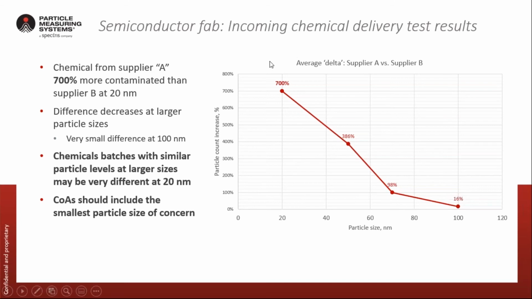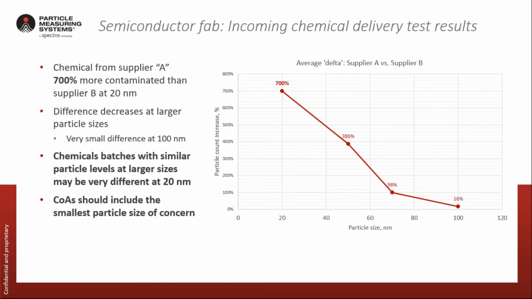And if we look at the 20 nanometer delta, we see that supplier A was 700% more contaminated than supplier B at this particle size. And this delta decreases significantly as we go towards larger particle sizes. And at 100 nanometers, the difference is only 16%, which is not a significant difference for this kind of particle measurement and may actually be overlooked.